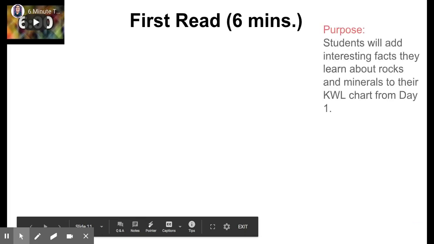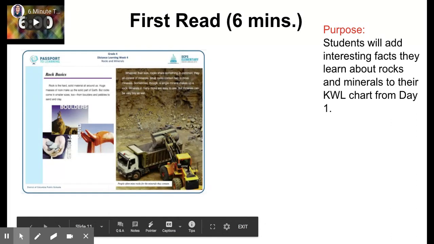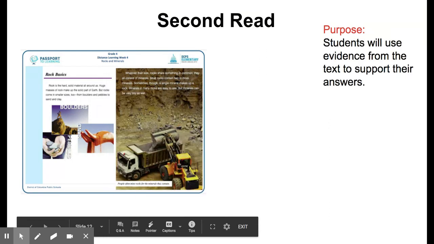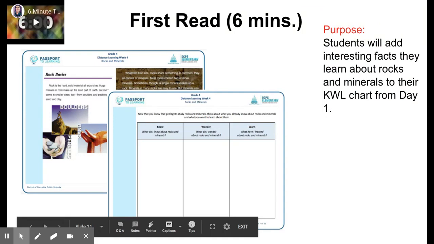So for our first read, you will have 6 minutes. The purpose of our first read is you will add interesting facts that you learn about rocks and minerals to this chart. So you will need not only your text, but of course your KWL chart. I'm going to set 6 minutes on our timer for you to read our text. As you're reading, make sure you're also annotating the text and adding to our learn section. Your 6 minutes starts now.